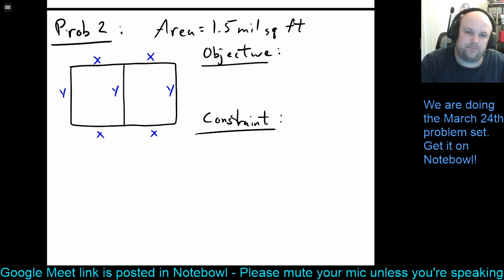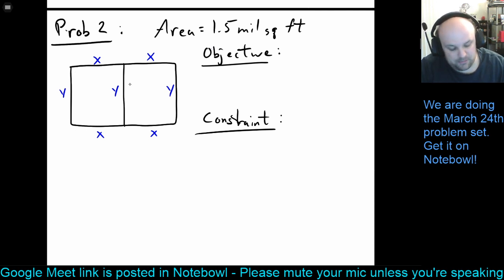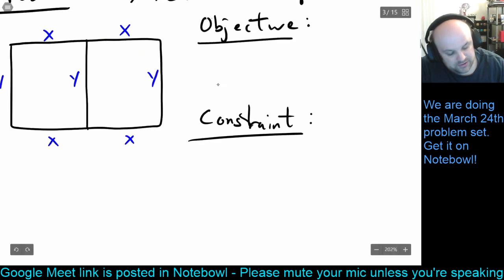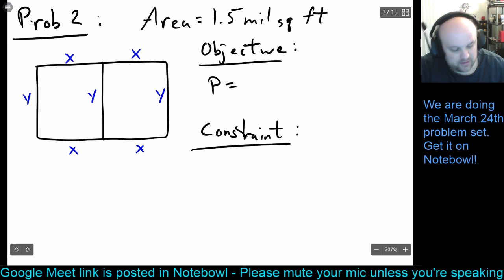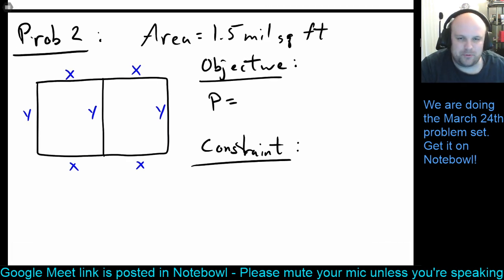So the objective here, what are we trying to do? We're trying to minimize the cost of the fence, right? So, assuming that we're not going to change fence types or anything like that, the way we would minimize cost for the fence is to minimize the amount of fence that's used. And that would be the perimeter, right? So we want to add up all sides, or all pieces of fence here, and minimize that quantity. So I'm going to call that P for perimeter. Right? But the letter choice isn't so important.